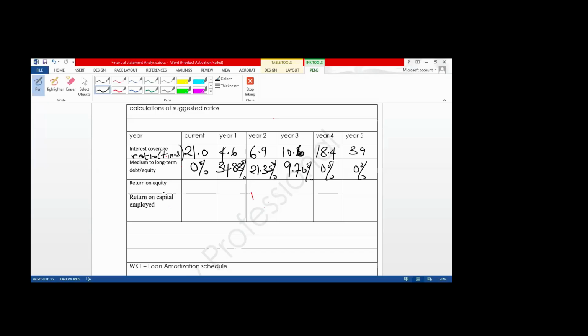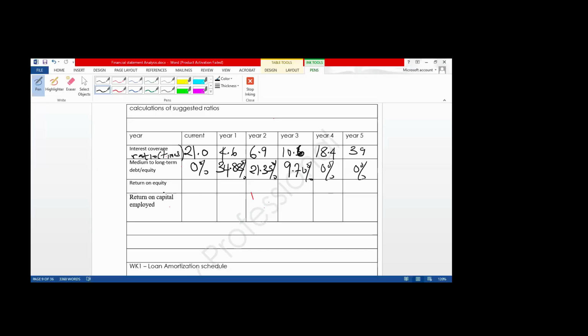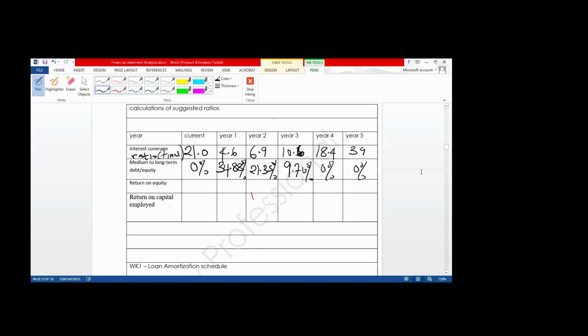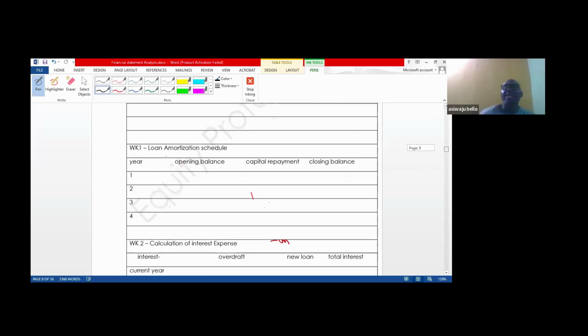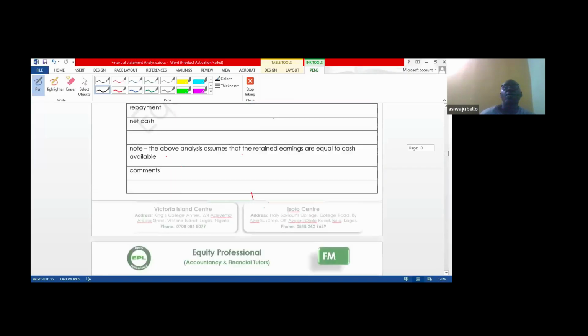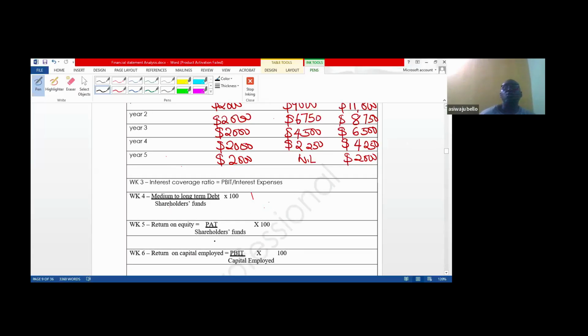That's the answer. Profit after tax divided by shareholders' funds, multiplied by 100. Anyway, I gave the formula here, to guide your notes. Return on equity is profit after tax divided by shareholders' funds multiplied by 100. So let's go to it.